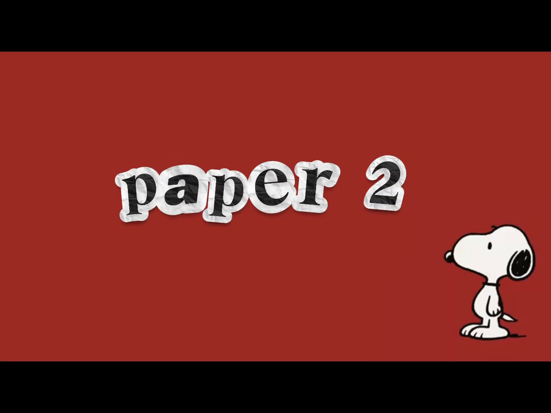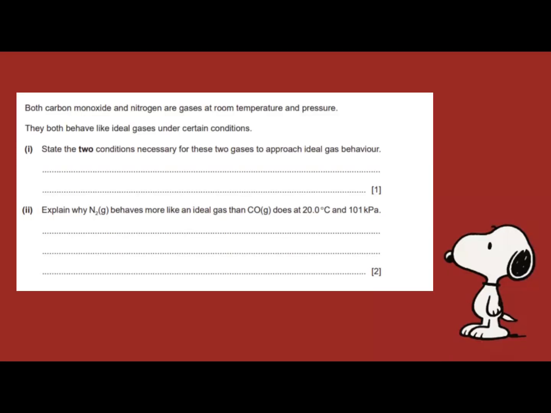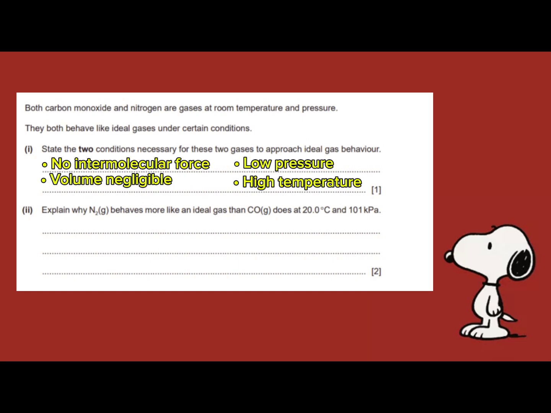Okay, next, paper 2. Both carbon monoxide and nitrogen are gases at room temperature and pressure. They both behave like ideal gases under certain conditions. State the two conditions necessary for these two gases to approach ideal gas behavior. So I have 4 answers. The answer is: first, no intermolecular forces; second, volume negligible; low pressure; and high temperature.